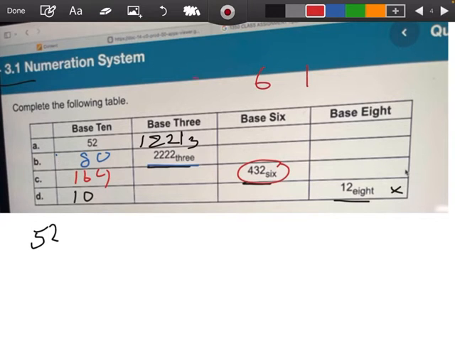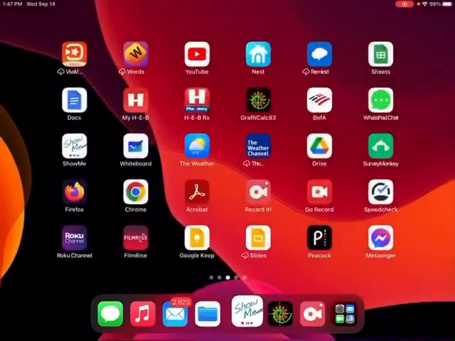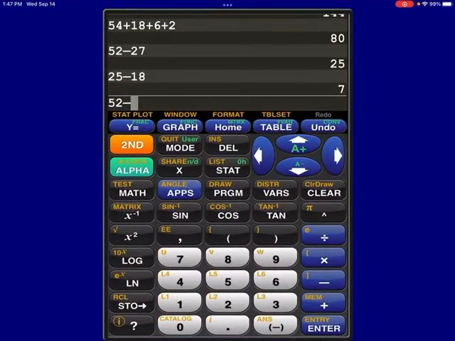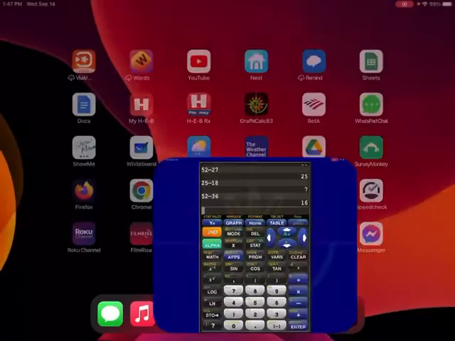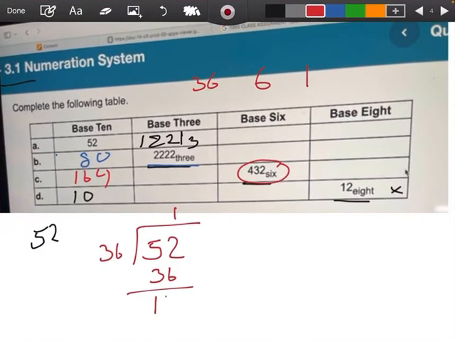Okay. So first thing I'm going to do, I'm going to take my number 52 and I'm going to divide it by 36. Okay. So that's going to go in one time. Okay. And let's subtract. So let's say, what's 52 minus 36? That's 16. Okay. So I'm left with 16. All right. So now we're going to take 16 and we're going to divide it by the next number we have, which is 6. So 6 goes into 16 2 times. That gives me 12 with a remainder of 4.